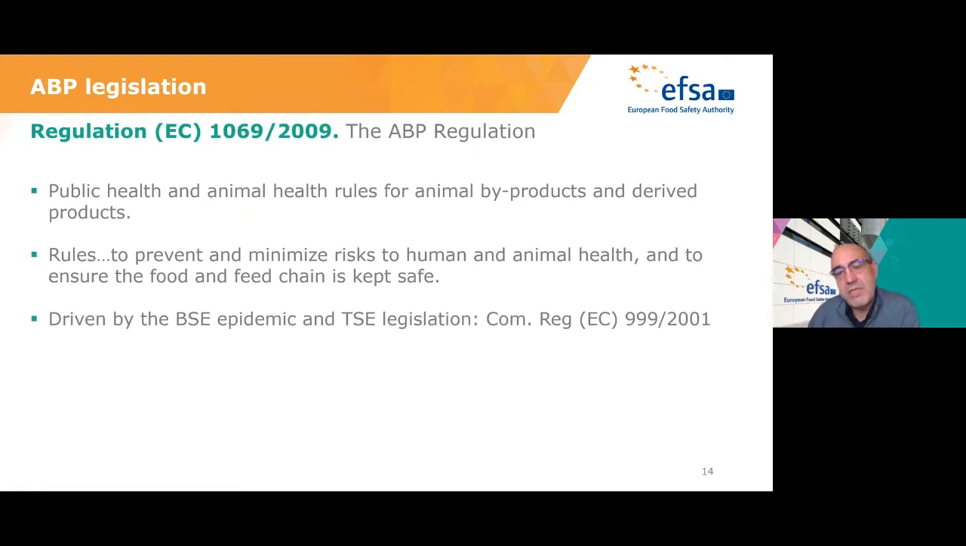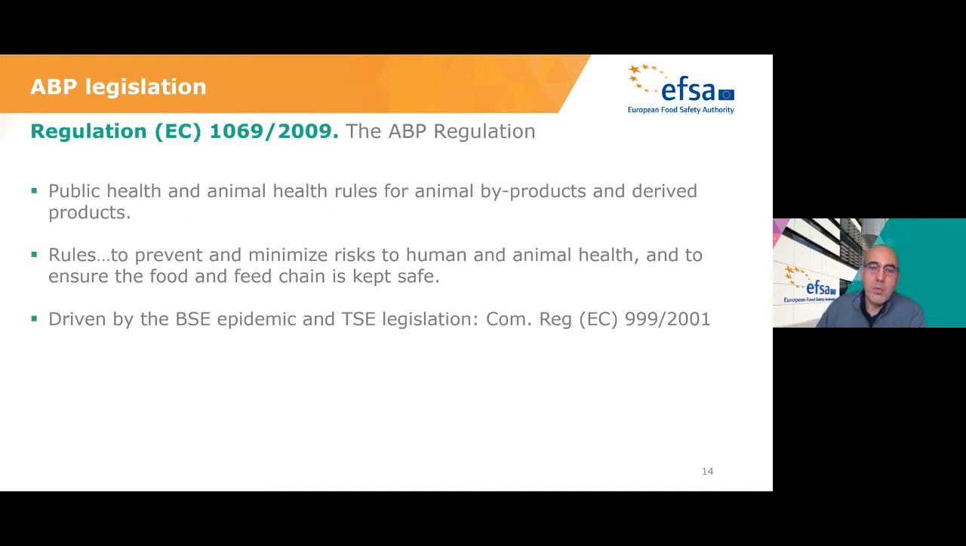For those who are not familiar, the main body of legislation regarding ABPs is made by two pieces. The first one is the Regulation 1069/2009, which is what we call the ABP regulation. It is the overarching piece of legislation that is aimed at protecting the public and animal health from the use, transformation, storage, processing, and disposal of animal byproducts. We have to remember that the whole ABP regulation is driven by the BSE epidemic and is also aligned with the TSE regulation 999/2001.